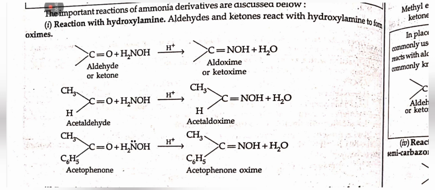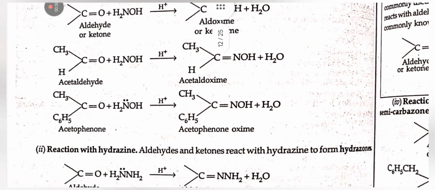Reaction with hydroxylamine. Aldehydes and ketones react with hydroxylamine to give oximes. Aldehyde or ketone plus NH2OH will give aldoxime or ketoxime. Acetaldehyde will give acetaldoxime. Acetophenone will give acetophenone oxime.